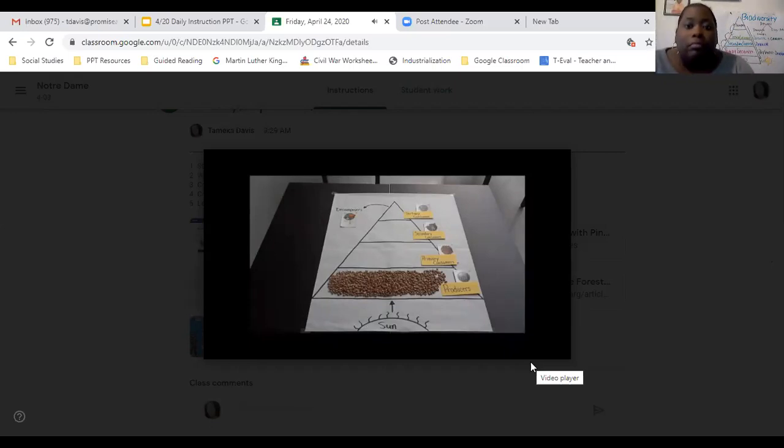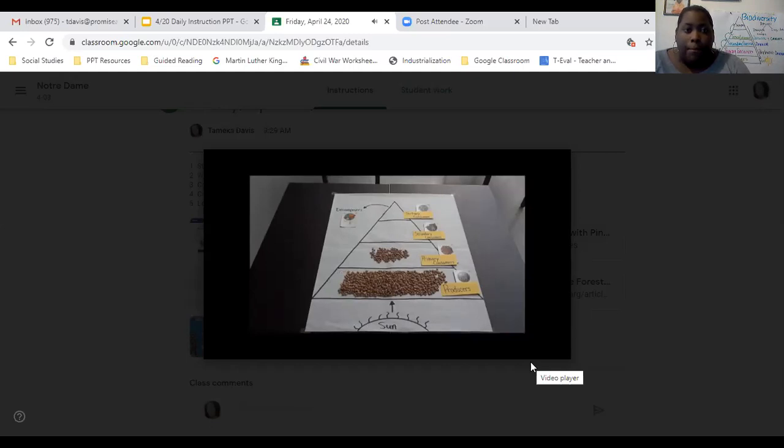The primary consumers are going to gain 10% of energy from the producers, so we're going to move 100 pinto beans up to the primary consumer level. I have moved 100 pinto beans from our producer level to the primary consumer level, 10% after they were consumed. Make sure you notice that there's a big difference between the amount of pinto beans at our producer level compared to our primary consumer level.